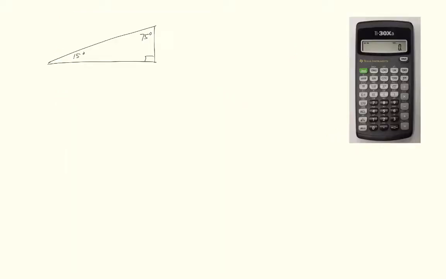Let's say I had this triangle here, where all I know about it is that it is a right triangle. It has a 75-degree angle, a 15-degree angle in it. If I ask my calculator, what is the tan of 75? That will tell me the ratio, or the comparison, of the opposite side to the adjacent side. So punch that in your calculator, see what you get. And I get that it's approximately 3.73.